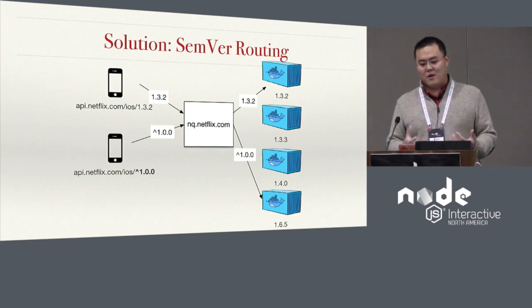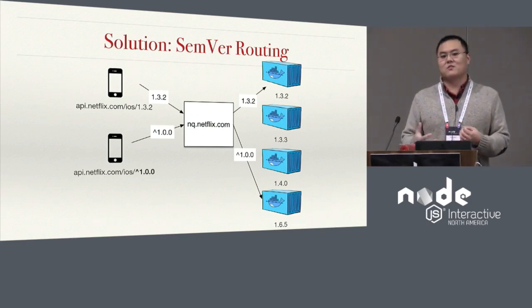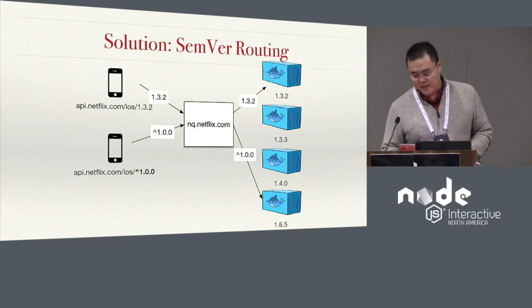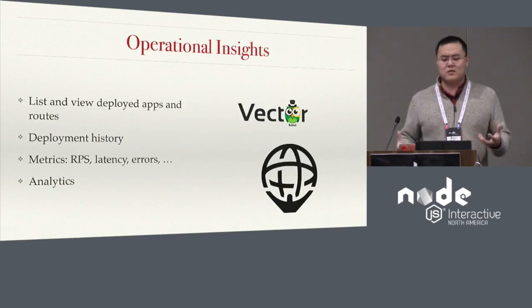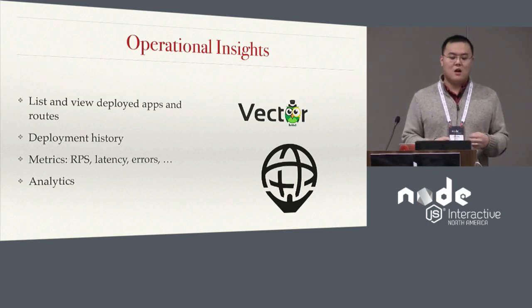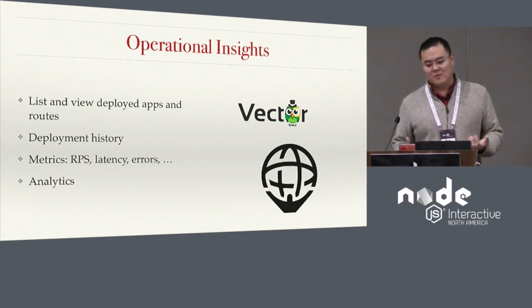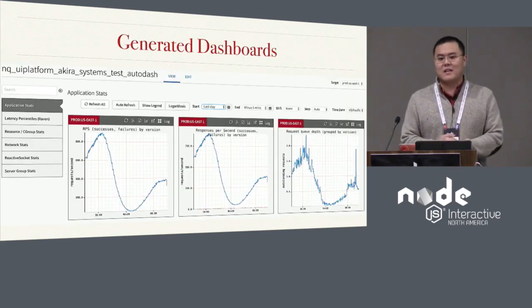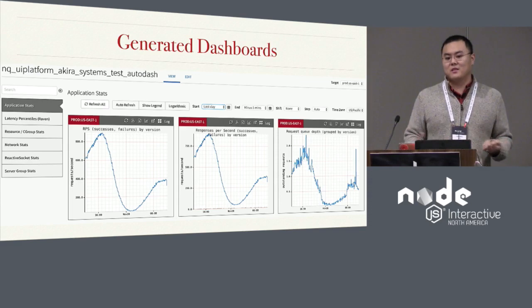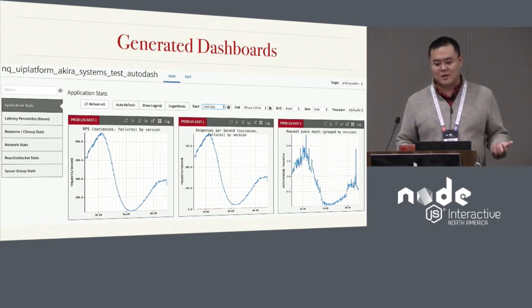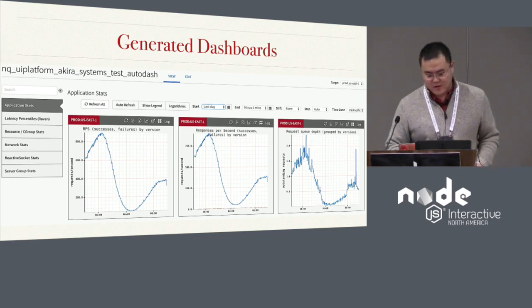In this case, it's the same thing, right? We're able to update the versions underneath the hood, and because we're floating, we're able to just resolve to the latest version of that application. And with operational insights, we built a rich set of operational insights into the application that lets you list and view all your deployed apps and their routes, the deployment history, analytics, metrics. A good example of this is our generated dashboards that you get whenever you deploy an application. Again, you as a UI engineer, for example, don't have to do any of this. All this stuff just shows up.